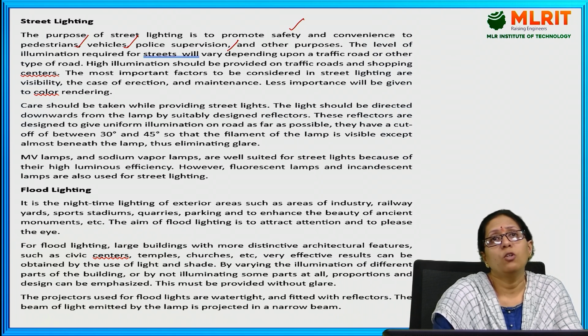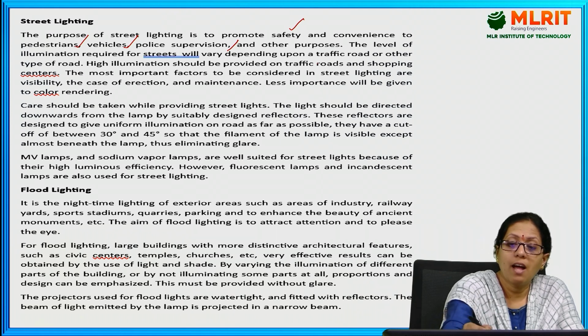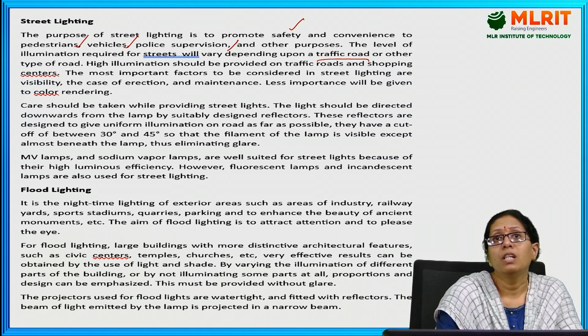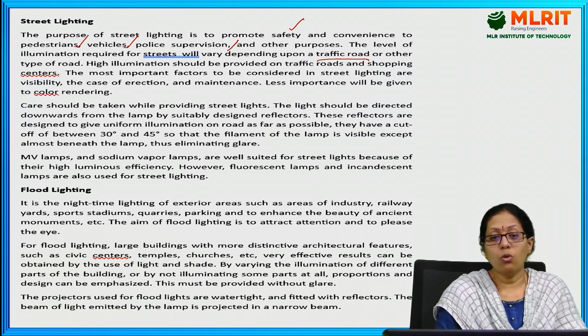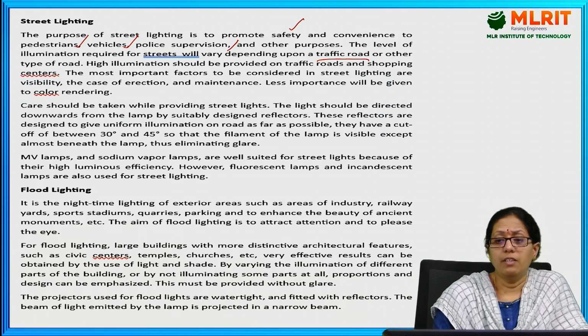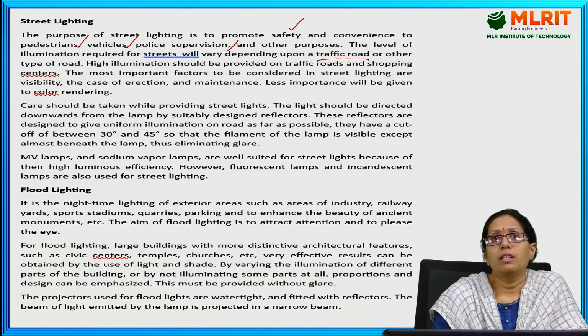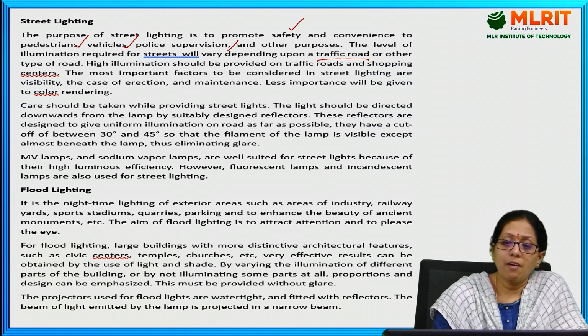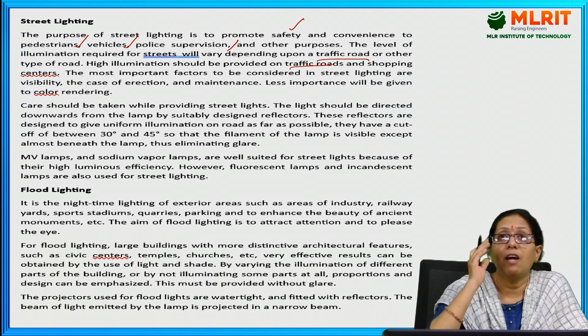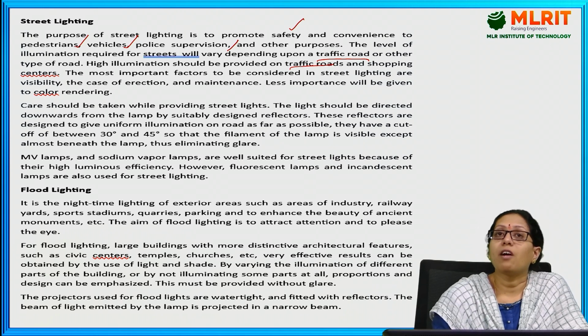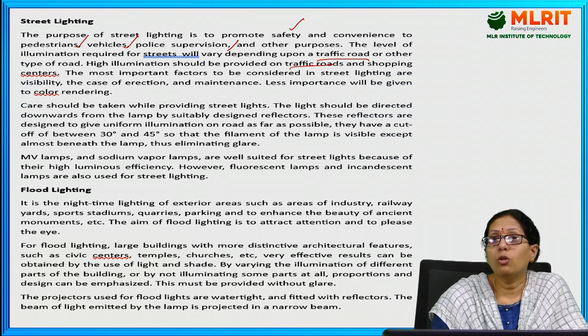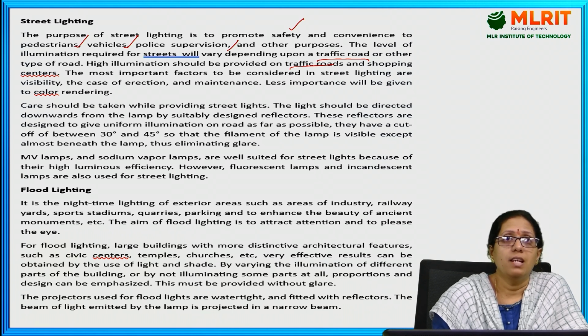The level of illumination required for a street will vary depending upon the traffic on the road. So based on the traffic on the road, the lighting differs. High illumination should be provided for traffic roads. That means on the roads where traffic is more, we need to provide a lighting system which has more bright light when compared to the roads where traffic is very less.